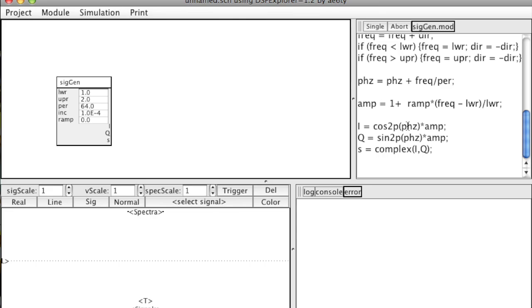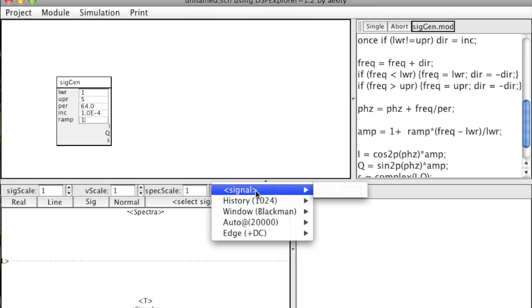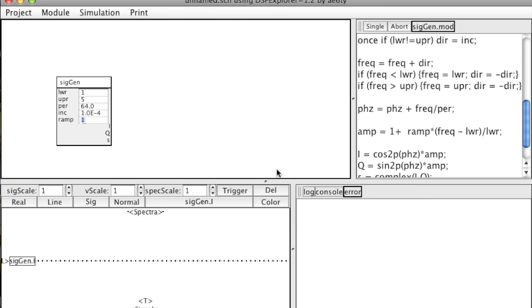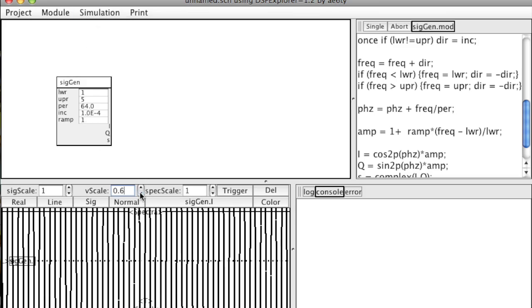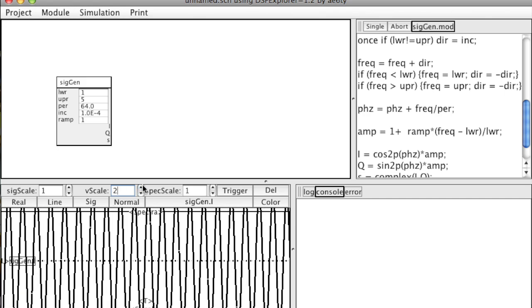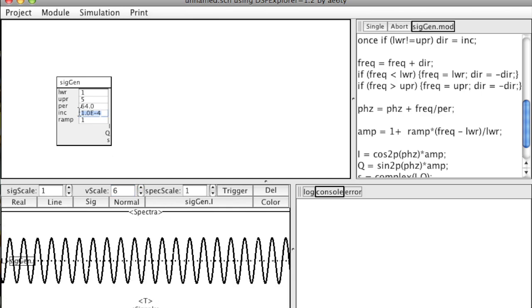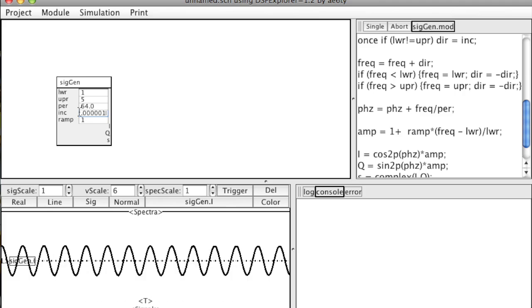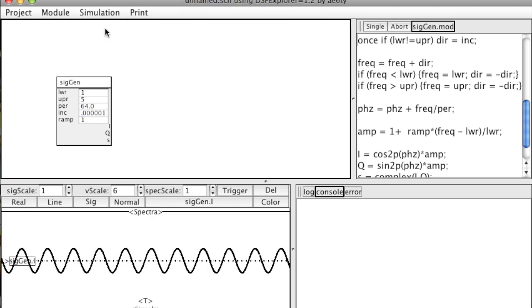Let's see some signals. Let's set the lower bound to 1, the upper bound to 5, set the ramp to 1, and run it. Well, let's set a trigger first. Trigger, Siggen, the I signal, and we'll set the scale down, and let's change the sweep frequency. There we go.